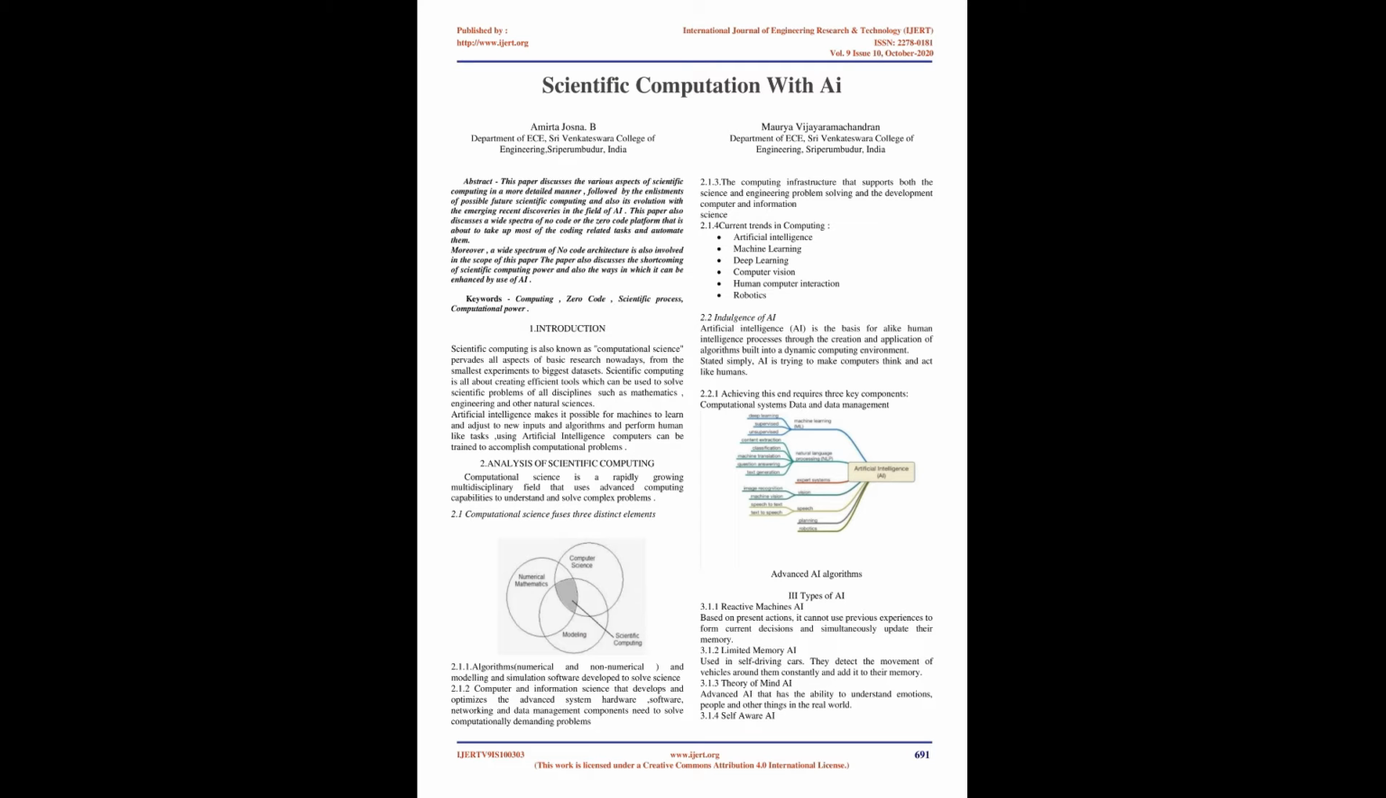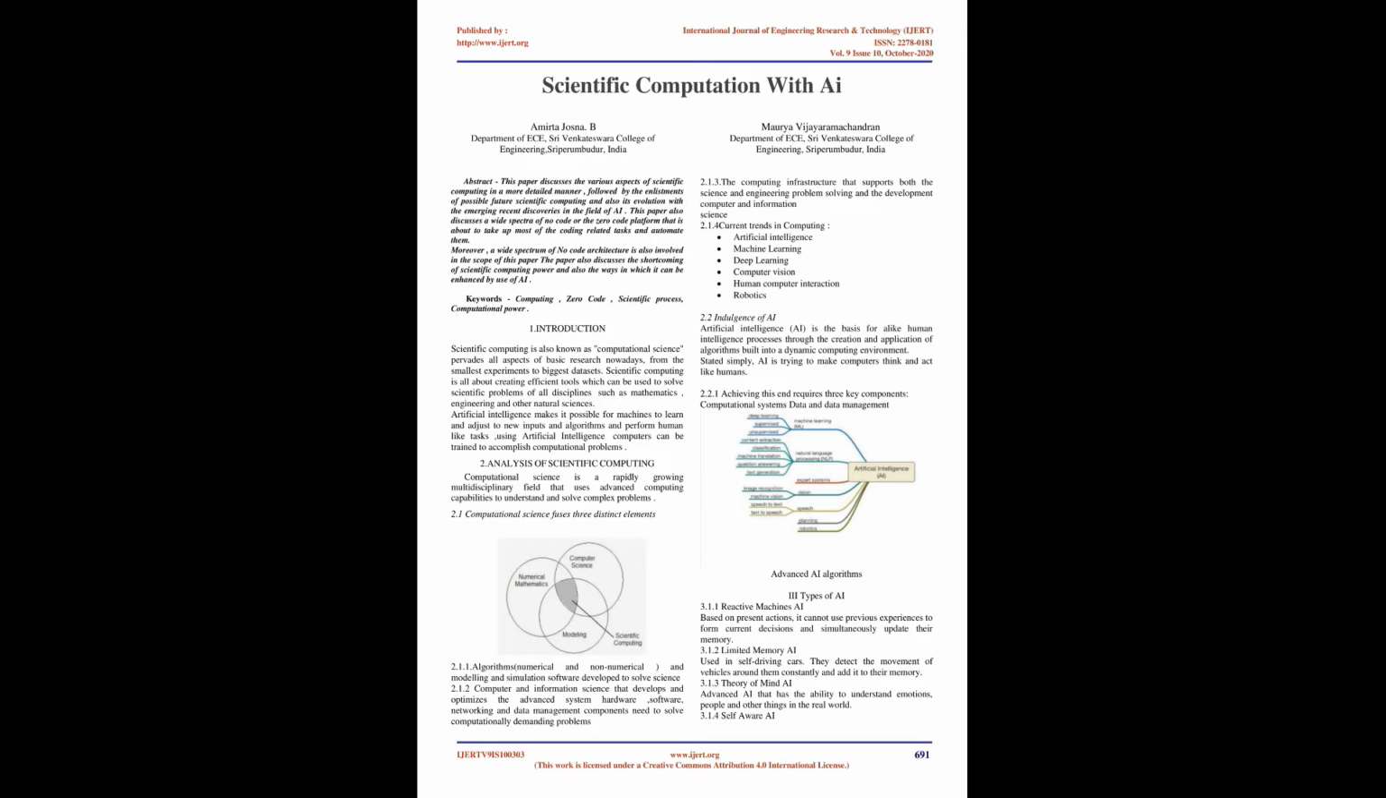1. Introduction. Scientific computing, also known as computational science, pervades all aspects of basic research nowadays, from the smallest experiments to biggest datasets. Scientific computing is all about creating efficient tools which can be used to solve scientific problems of all disciplines such as mathematics, engineering, and other natural sciences. Artificial intelligence makes it possible for machines to learn and adjust to new inputs and algorithms and perform human-like tasks. Using artificial intelligence, computers can be trained to accomplish computational problems.